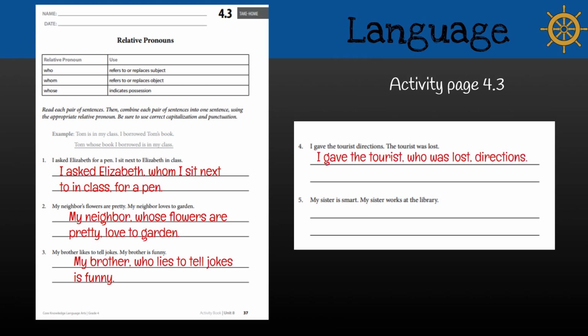Number 4, I gave the tourist who was lost directions. The tourist is the subject, but they are also a group of people, so that's why I'm using who. And number 5, my sister who works at the library is smart. So the my shows possession. It's somebody that belongs to me or is connected to me. She doesn't belong to me, but she is the subject, so that's why I'm using who. Nice job. All right, keep 4.3 open because I'm going to have you do something at the end of our next section at the space at the bottom of page 38.